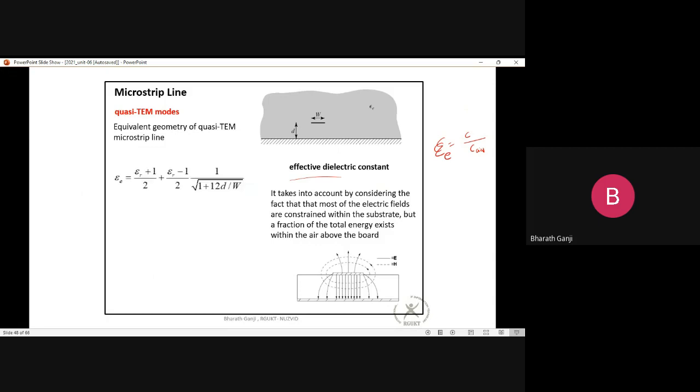So numerically you can calculate it. So this is the numerical answer which you get: epsilon r plus 1 by 2 plus epsilon r minus 1 by 2 by square root of 1 plus 12 d by w. Okay, so this is an approximate formula.